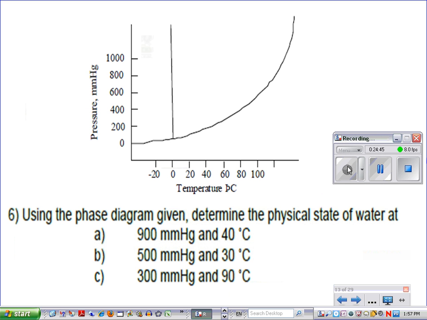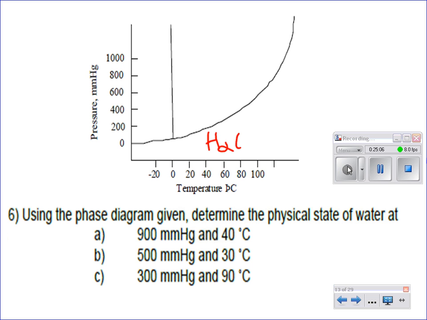Let me pause. Okay, so let's look at this picture. It's a flat diagram, but the slope is slightly negative, right? So what is this then? This is water. All right. Using the phase diagram, determine the physical state of water. This is fun. So tell me, 900 pressure and 40. Now there's a point on the diagram. What is that? Liquid, correct.